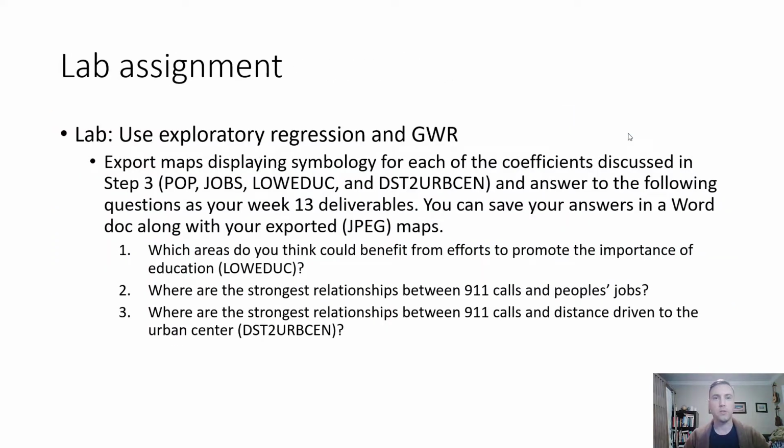There is obviously a lab this week. There is no tutorial, but it's the same style as last week. Once you get through part 2, you're going to need to export maps using 4 different coefficients, and you're going to symbolize on those 4 coefficients. Export the maps preferably to JPEG, because then you can pop them into a Word document, and in that same Word document you can answer these 3 questions here. It's all in the assignment, which is posted in the module, so not to worry.